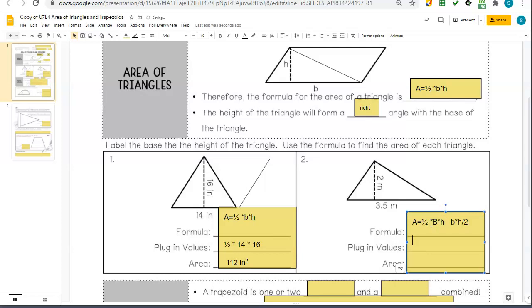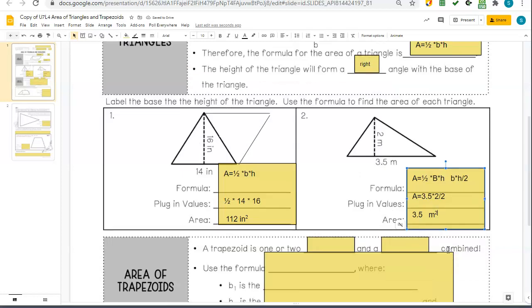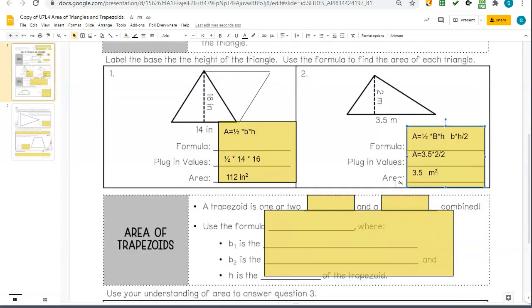We put in our numbers, so our area equals 3.5 times 2 divided by 2. Remember, 2 divided by 2 is just 1, so our area is 3.5. Now, 3.5 what? What are the units of our answer? Well, all areas are in square units, so ours is meters squared.